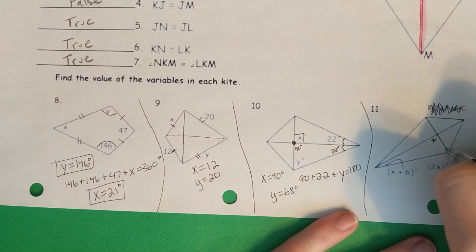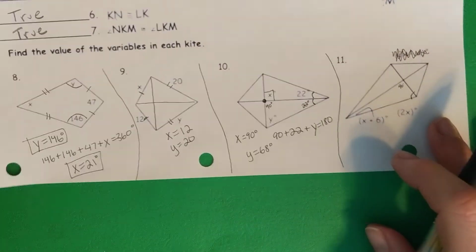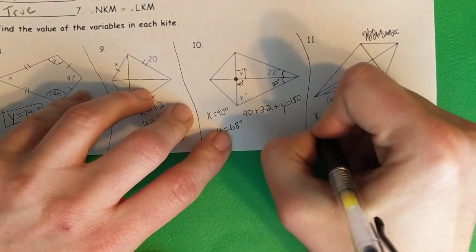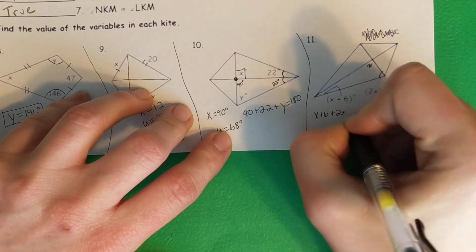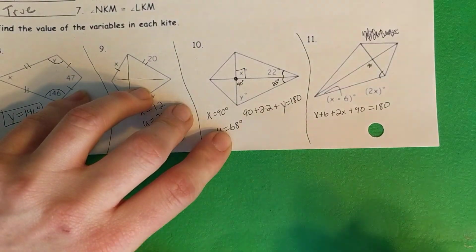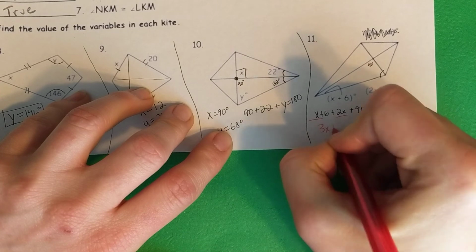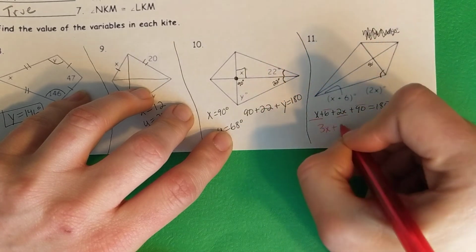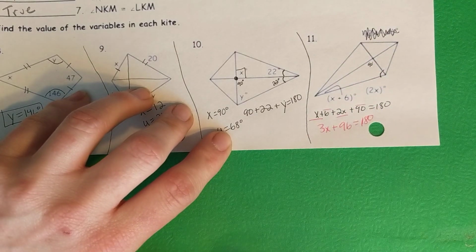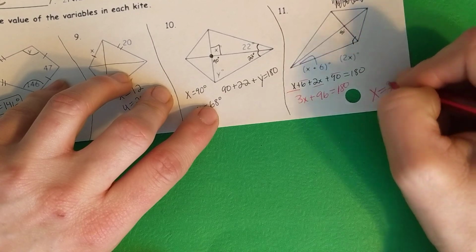If this angle here is 2x and this angle is x plus 6, then I can add all of those together to get 180. So x plus 6 plus 2x plus 90 equals 180 degrees. I'm going to combine my like terms. I have a 1x and a 2x, so 3x plus 96 equals 180. And then you would solve for x, and you should get x equals 28.